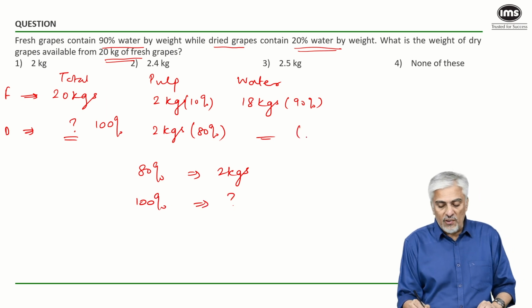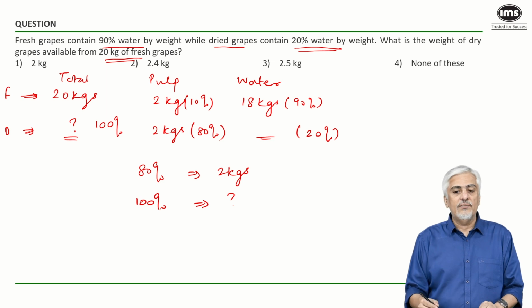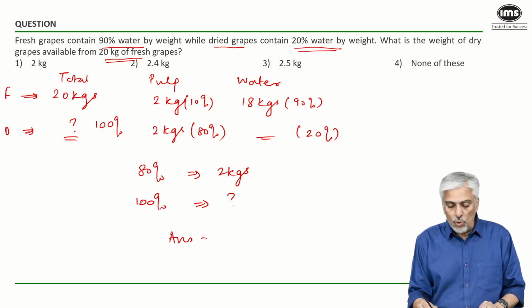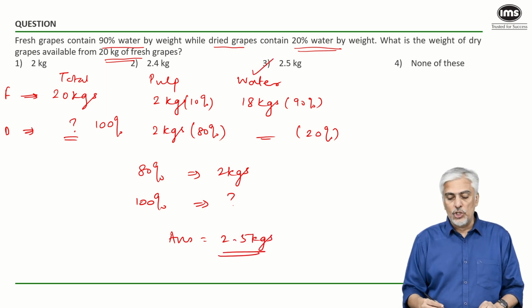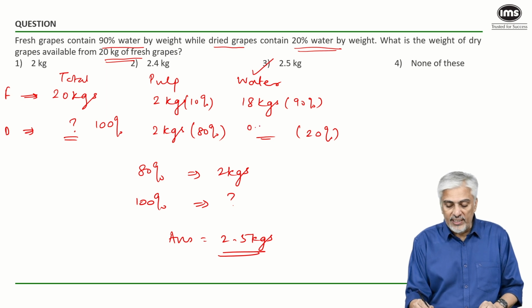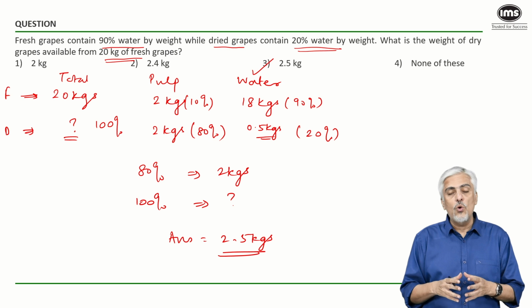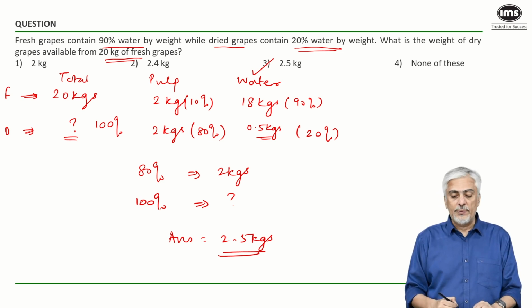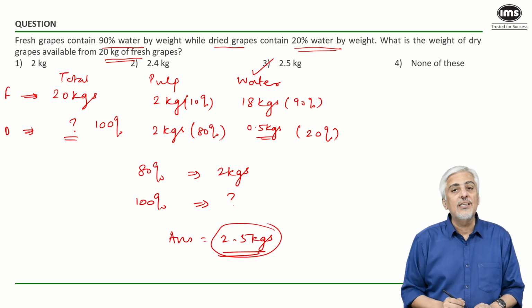Or as I said, you could have found the water 20% and added it. Whichever way you do it, if you solve this, 100 into 2 divided by 80, the answer will come out to be 2.5 kg. That means the total weight will be 2.5 kg, or in short, the water will be only 0.5 kg. Different questions can be asked. They can ask you how much water evaporated. So we can say 17.55 kg water evaporated and so on. Right now, we've been asked this 2.5 kg, which is the third option.